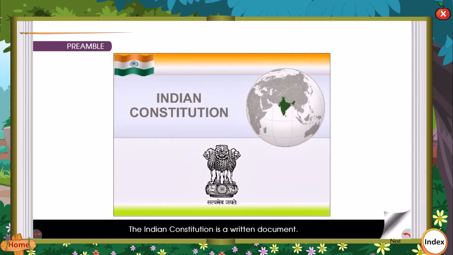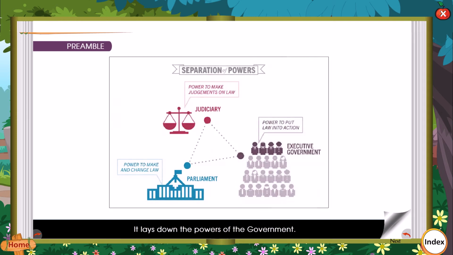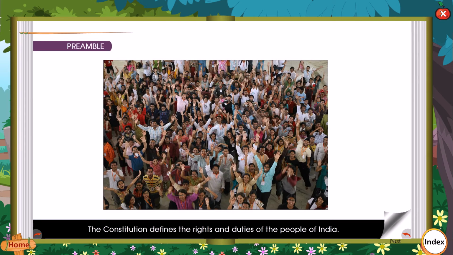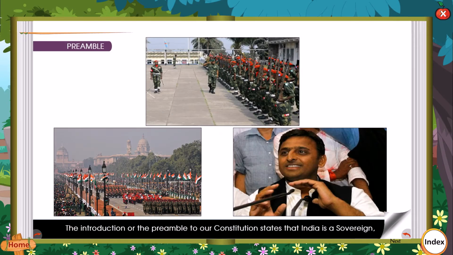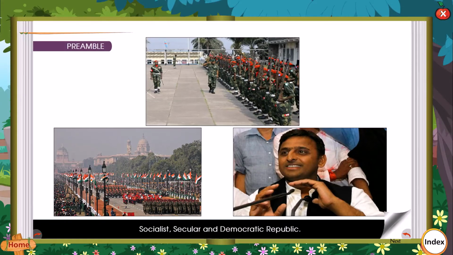Preamble. The Indian Constitution is a written document. It lays down the powers of the government. The Constitution defines the rights and duties of the people of India. The introduction or the preamble to our Constitution states that India is a sovereign, socialist, secular and democratic republic.